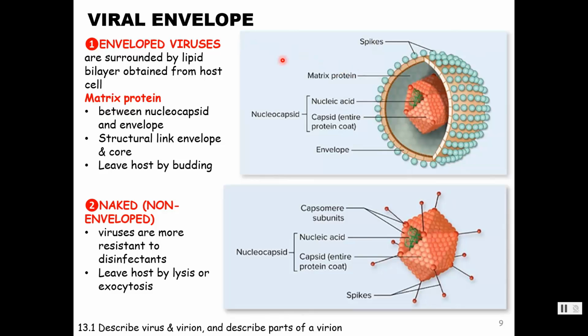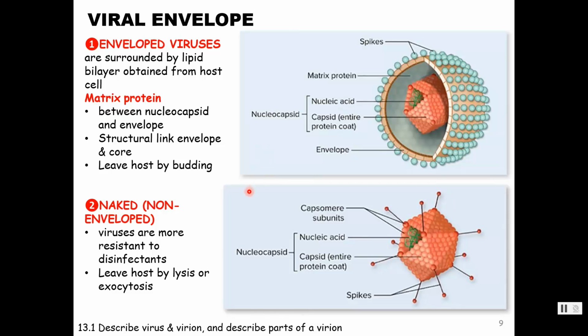You'll also notice there's something else. There's something called matrix protein. You only see matrix protein with enveloped viruses, and it's just extra protein that's going to be between the nucleocapsid and the envelope. It is a structural link between the envelope and the core nucleocapsid. And sometimes this is going to play a role in viruses that leave through budding. We'll talk about that in a little bit.